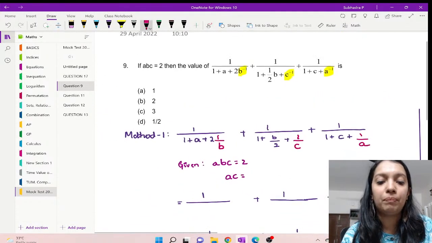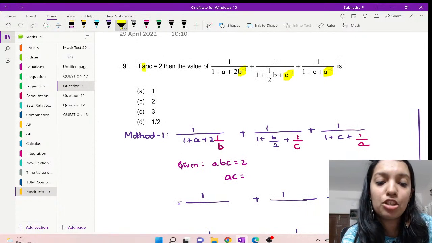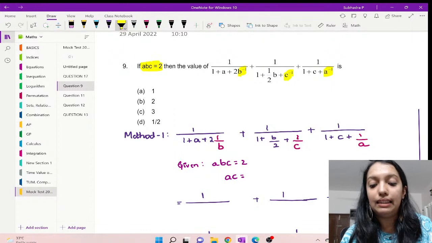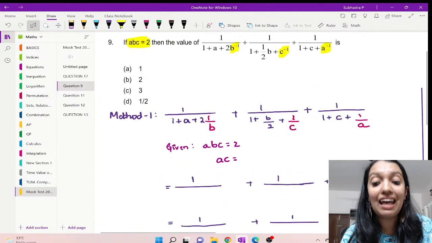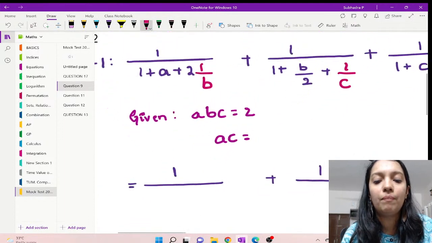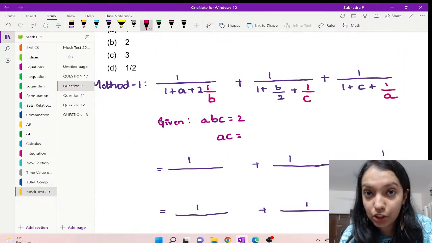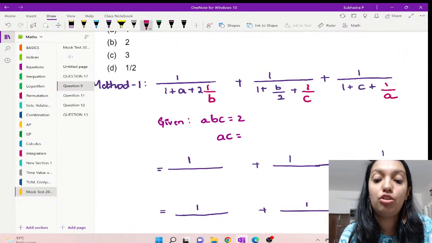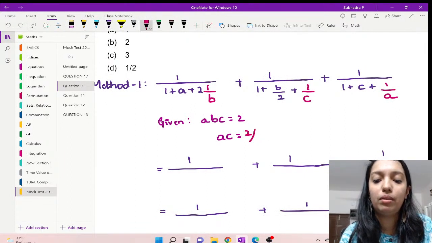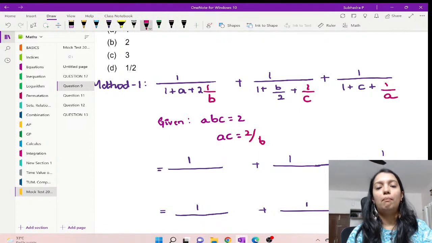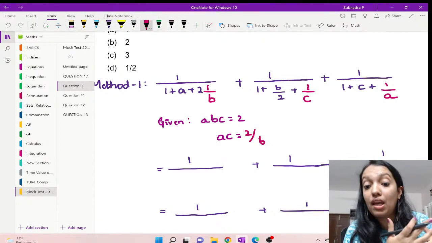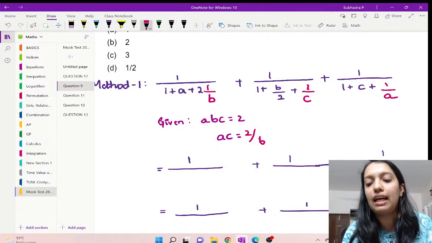In the next step, they have also given us some information regarding the value of ABC. ABC is equal to 2. That means I can take AC. What is the value of AC? If ABC is equal to 2, AC will be 2 divided by B. Remember that. Ma'am, but why did you take just AC? Why not something else like AB or CB?